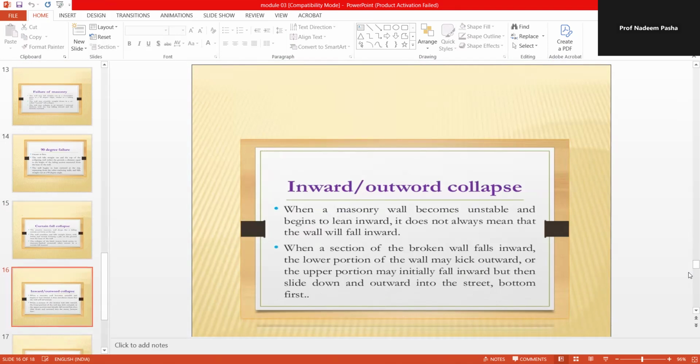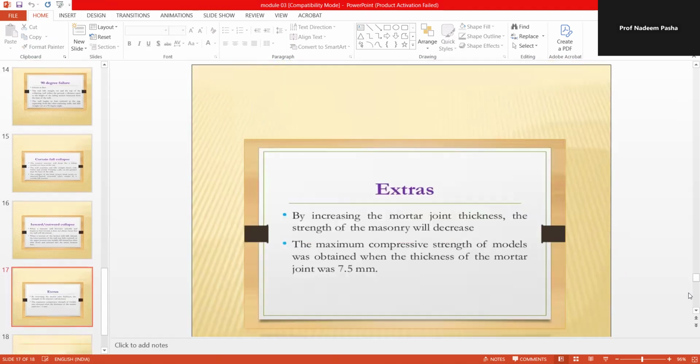Inward-outward collapse. When a masonry wall becomes unstable and begins to lean inward, it does not always mean that the wall will fall inward. When a section of the broken wall falls inward, the lower portion of the wall may kick outward, or the upper portion may initially fall inward, but then the slide down and outward moves the bottom. So why is it called an inward-outward collapse? Both cases are possible. Normally, we think that if a masonry wall becomes unstable and begins to lean inward, it is an inward collapse. But some portion of it is also moving in the opposite direction, so it is an outward collapse.